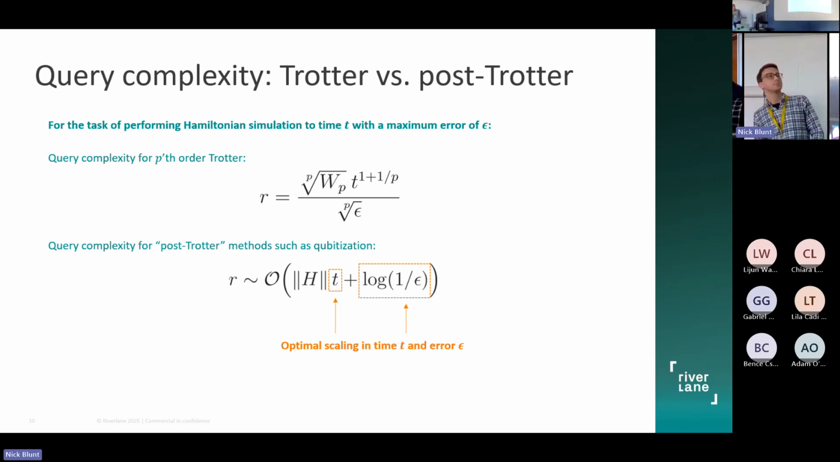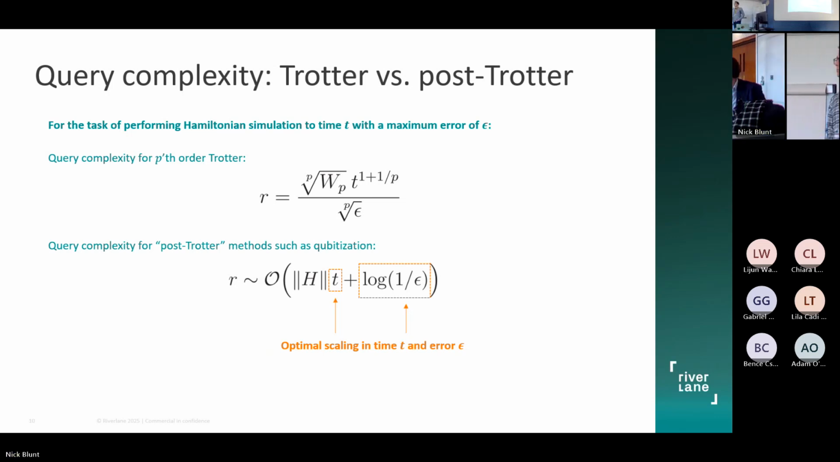Query complexity per Trotter step. How does the cost of every Trotter step go with P? Yes, that's with P. I don't think it will depend on P, but the cost of each Trotter step should be order n, which I'll try and motivate later when I go through some examples. So the number of gates that you need to implement is going to be at least the number of terms in the Hamiltonian. Number of terms in the Hamiltonian will be order n.